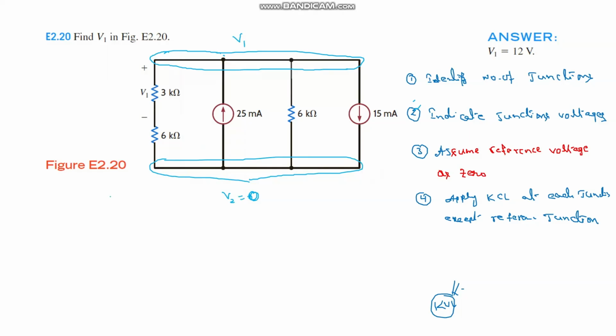First, we have to indicate current directions at each junction. Since it is a junction, at this junction there are four paths: first path, second path, third path, and fourth path. Four elements are connected together, so that's why there are four paths. The current flowing through each path, we can assume any direction, either into the junction or out of the junction. You can assume any direction.